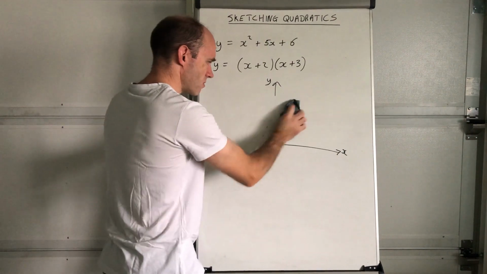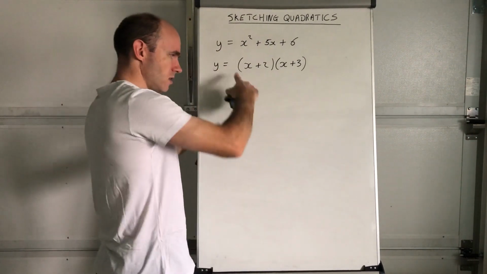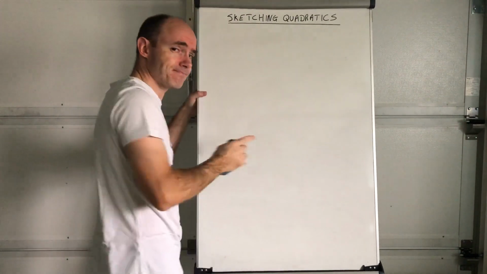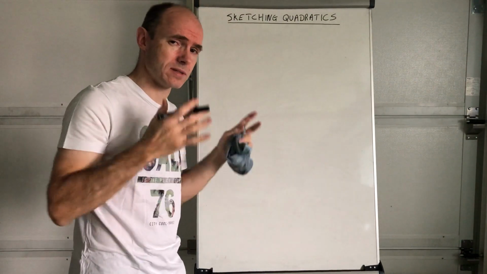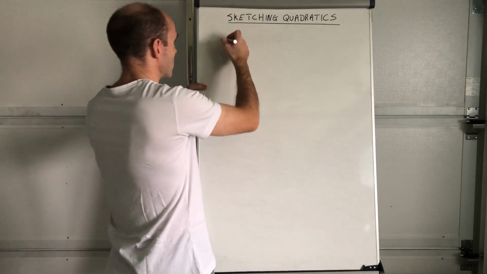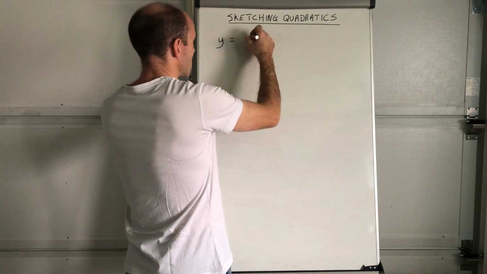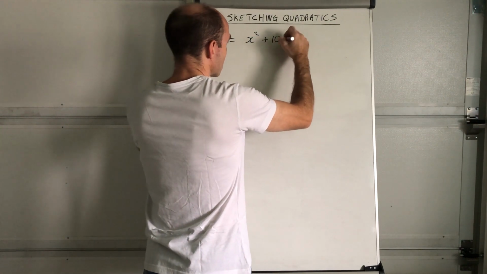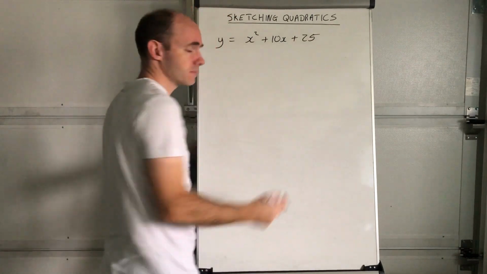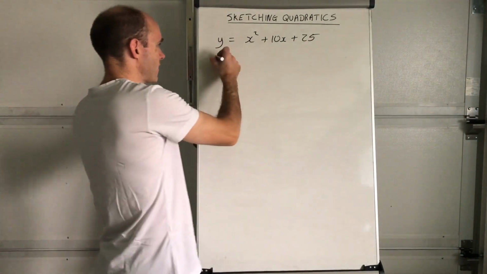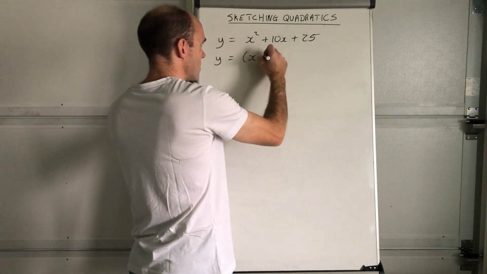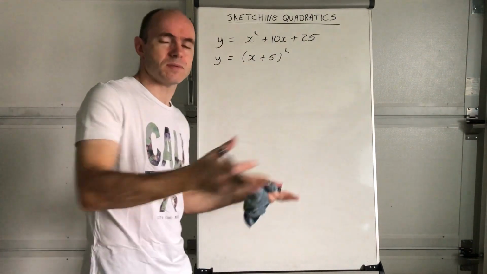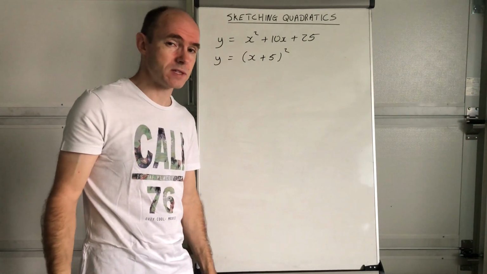By the way, I'm trying to restrict most of these to the U-shaped parabolas, just because it's easier to get to grips with in terms of sketching the quadratics. Okay, so y equals x squared plus 10x plus 25. That one factorises again, but this time it factorises to (x plus 5) squared, okay?